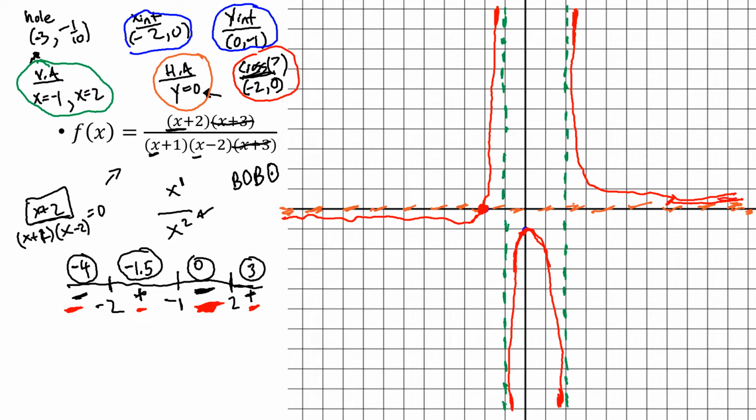One thing I'm missing on this graph, though, is the hole. So remember, we said that there's a hole at (-3, -1/10). So when we get to where x is -3, there should be a hole. And I should have drawn it a little bit further down, but basically there's a hole right there where x is -3.